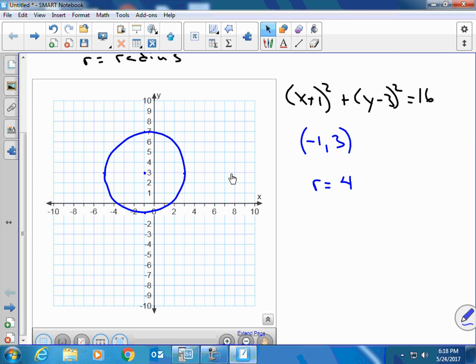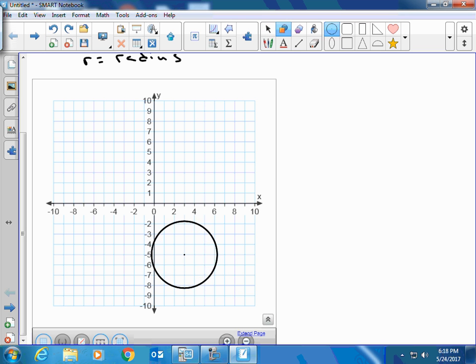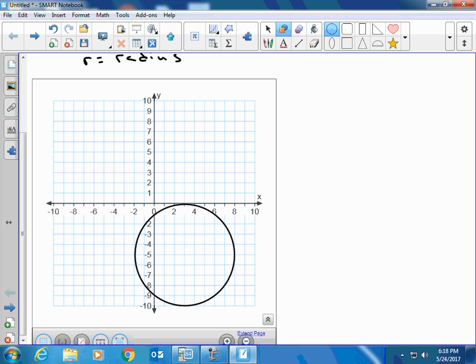All right, let's go backwards. Now I'll give you the circle, and you tell me the equation. All right, give me the equation for that circle.